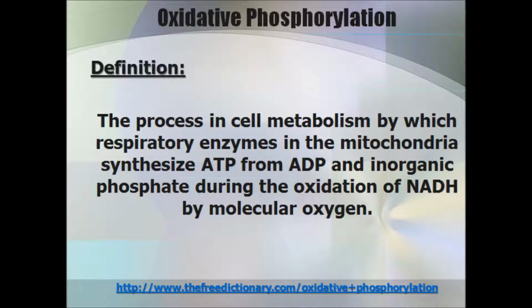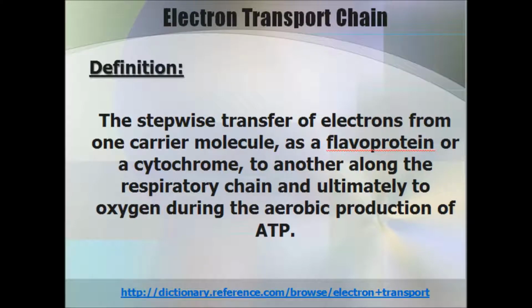Oxidative phosphorylation is the process in cell metabolism by which respiratory enzymes in the mitochondria synthesize ATP from ADP and an inorganic phosphate during the oxidation of NADH by molecular oxygen. The electron transport chain is the stepwise transfer of electrons from one carrier molecule, such as a flavoprotein or a cytochrome, to another along the respiratory chain and ultimately to oxygen during the aerobic production of ATP.